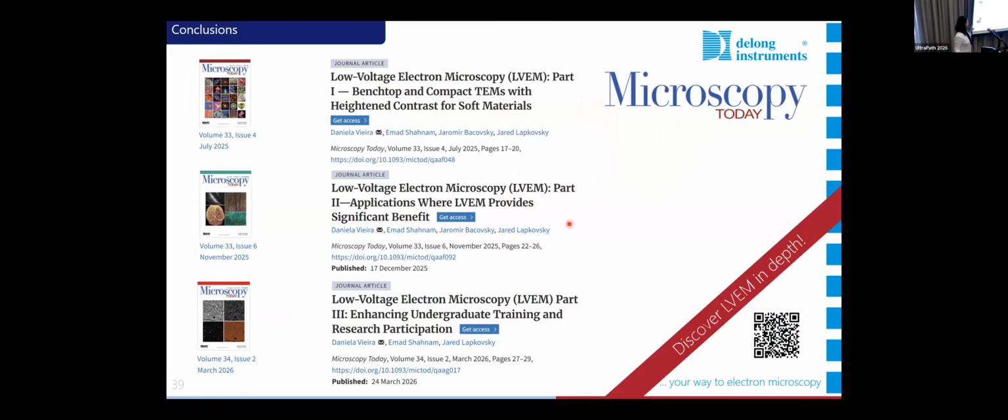We published these 3 articles in Microscopy Today. They explain more how the machine works, what is behind the technology, and also some applications. And the last one is more related to teaching, because it's so easy to understand, so easy to operate. We have a lot of professors using it as a teaching approach.